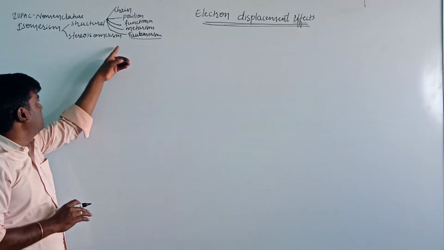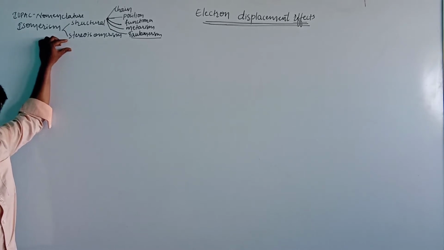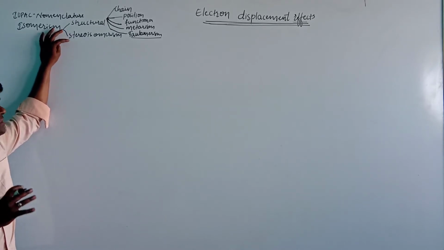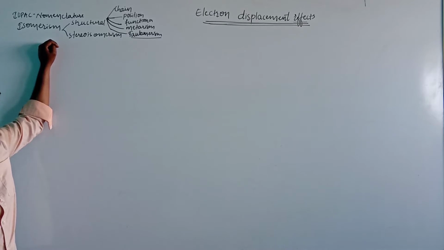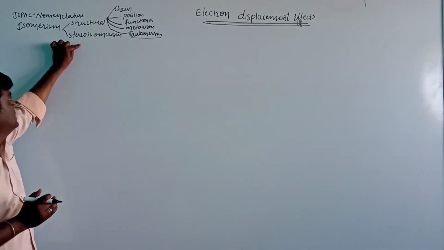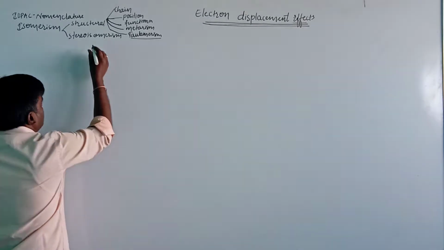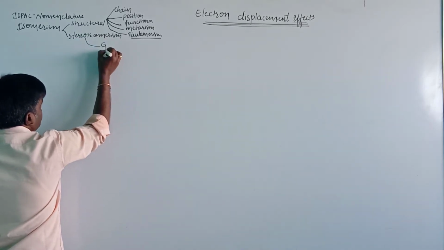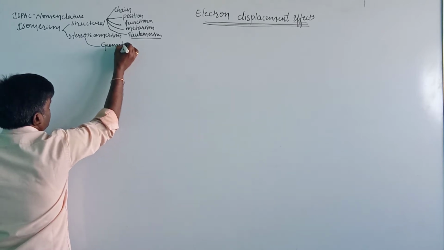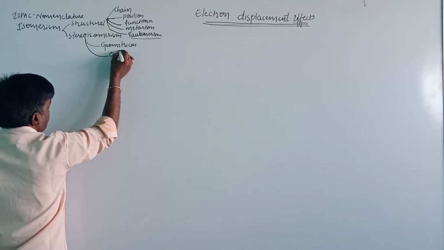Then stereoisomerism: compounds having the same molecular formula but differing in the arrangement of atoms in space are known as stereoisomers, and the phenomenon is known as stereoisomerism. These are further divided into two types: one is geometrical isomerism, and the second one is optical isomerism.